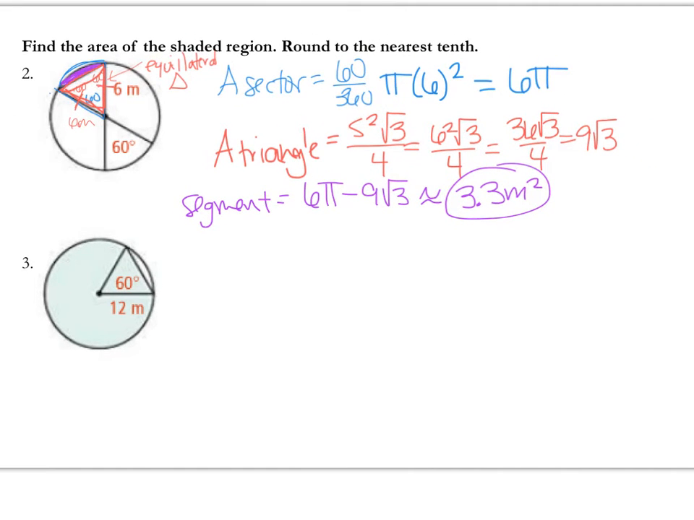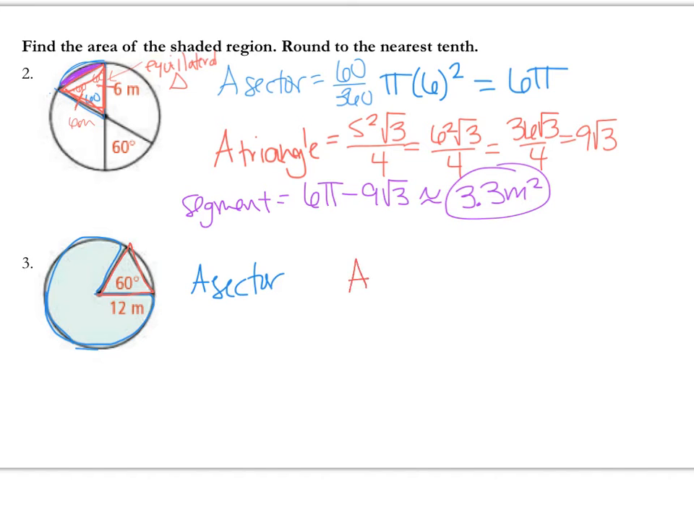Alright, number 3 is different because there's more that's shaded here. If we break it apart, it has this whole sector that's shaded. So we're going to have to do the area of the sector. But it also has the triangle shaded. Everything's shaded except for that little itty bitty section.